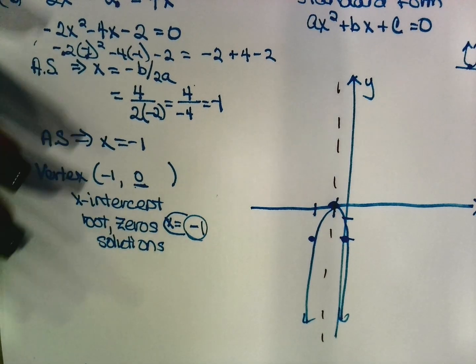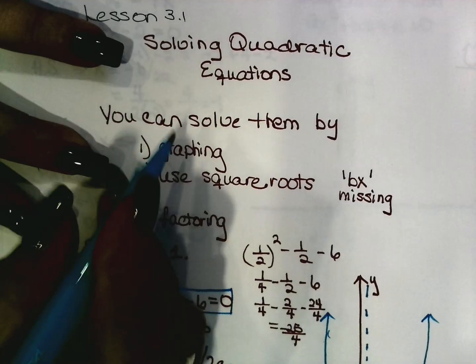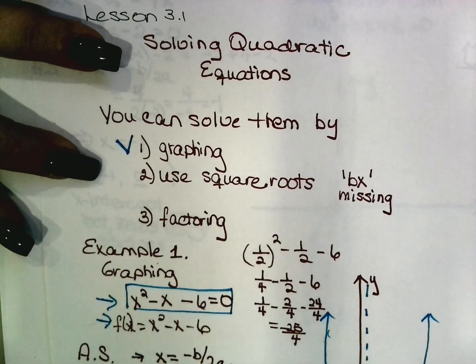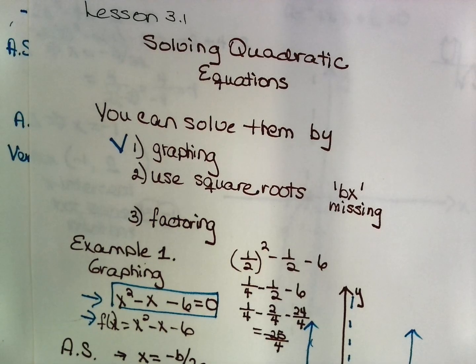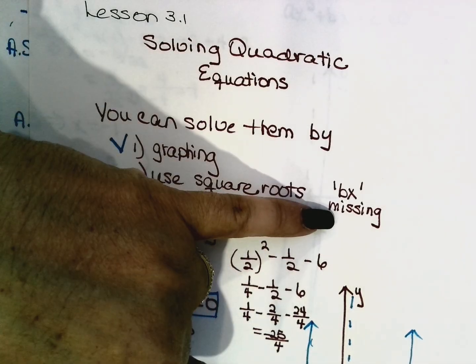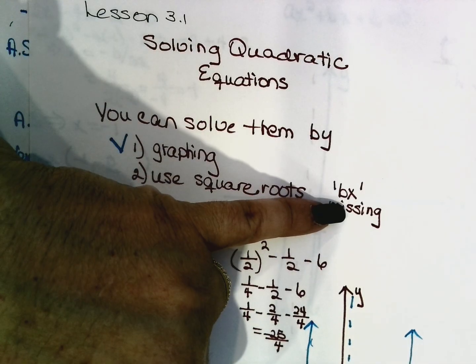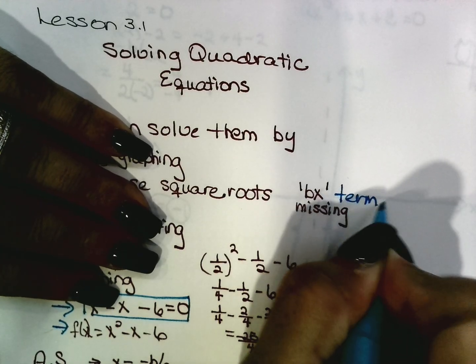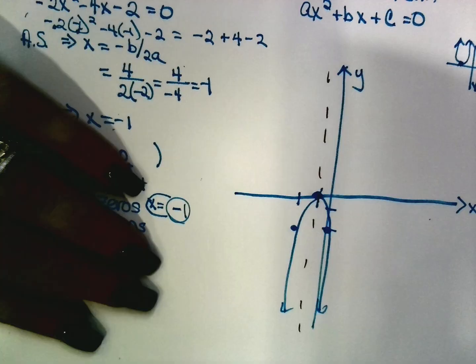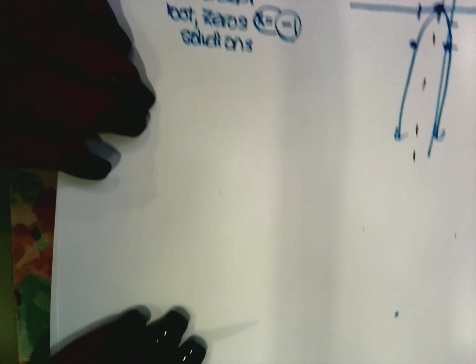Okay, so that was the first way. We're going to go back here. You can solve them by graphing. So we just did that graphing part. The next way is to use square roots. And again, this one you can use only when your bx term is missing. And let's explain what that means.